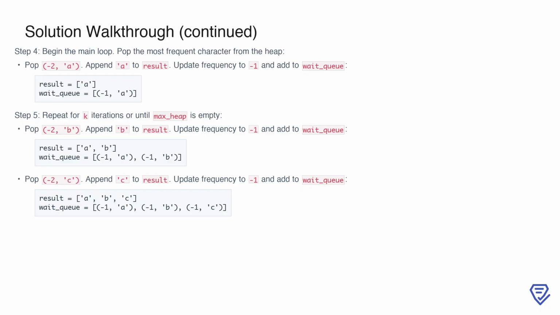Popping -2b, we append b to the result, reduce its frequency to -1, and add it to the wait_q. The result becomes a, b, and the wait_q is updated to -1a, -1b. Finally, we pop -2c, append c to the result, reduce its frequency to -1, and add it to the wait_q. The result now holds a, b, c, and the wait_q contains -1a, -1b, -1c.